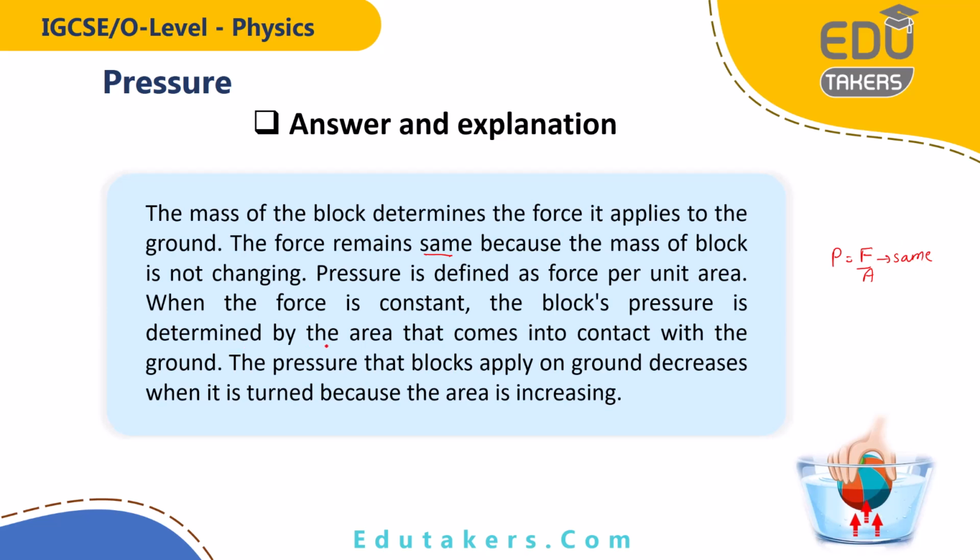So you can see here, when the force is constant, when the value of the force is not changing, the block's pressure is determined by the area that comes into contact with the ground. That's why the pressure that the block applies on the ground decreases when it is turned, because in this case the cross-sectional area increases. So I can simply say that by changing the position of the block, the force remains the same but the pressure decreases.